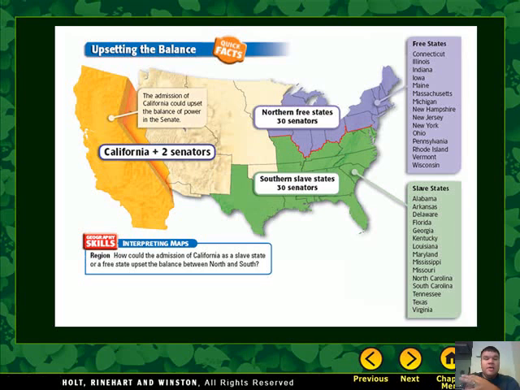And so here's the problem, though. The problem is that California straddles that line from the Compromise of 1820. And so was the state going to be a free state? Was it going to be a slave state? It's going to have two senators, and whichever side it falls on, northern or southern side, that side is going to have an advantage. It's going to break the balance of power. Okay?